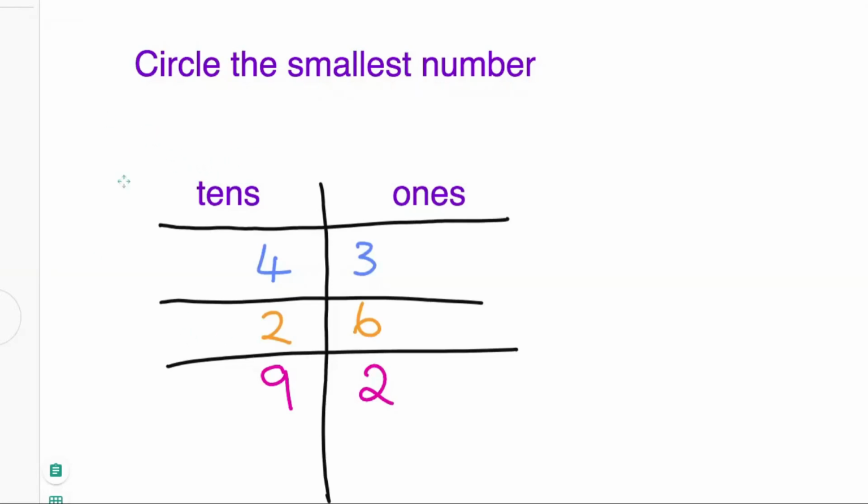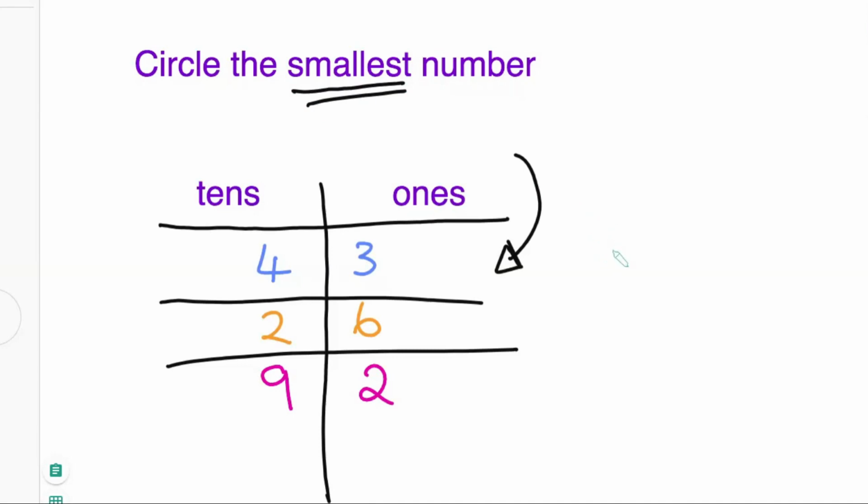So today we are going to be working with the largest or the smallest number, but we're going to start by circling the smallest number. So we're going to look at the numbers we have here, and we need to work out which one is the smallest first. So which number is the smallest?